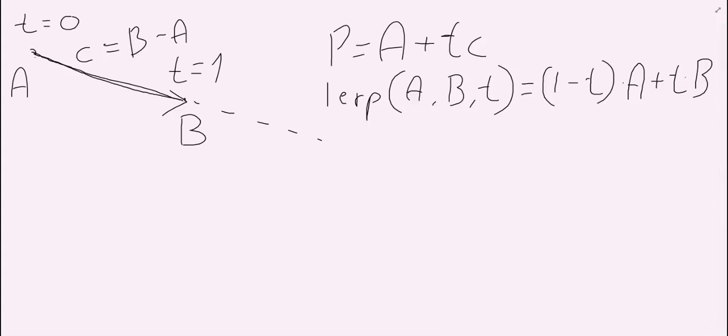We can see that at the time t equals 0, we get 1 minus 0 times A, which is 1A, and t times B, which is 0B. So we get no B, 1A, so we're exactly at the point A at the time 0. If we put in the time 1, we get 1 minus 1 times A, which is 0A, plus 1B, which is exactly B. So at t equals 0, we're at A. At t equals 1, we're at B. At any other time, we're at a weighted average of these points. And that would give us the same result.